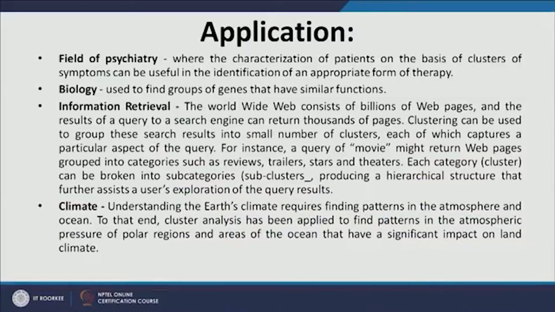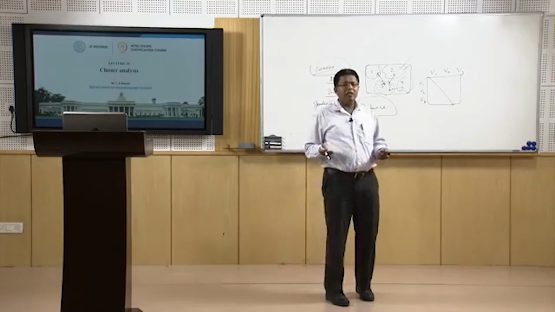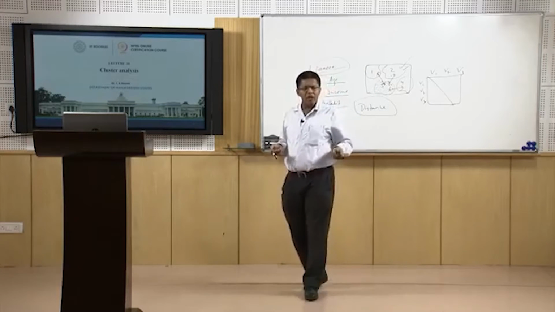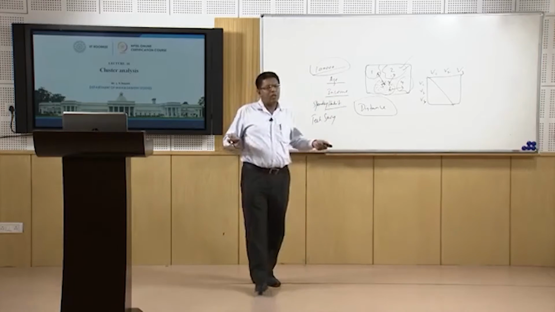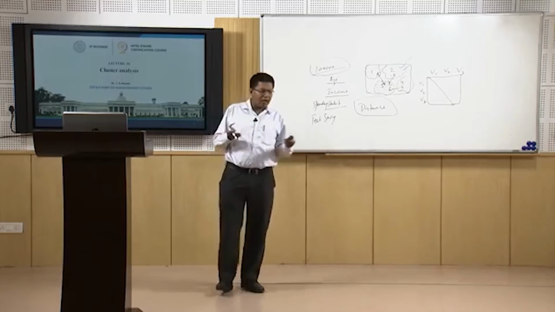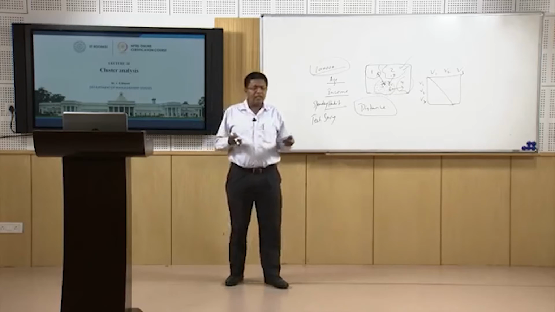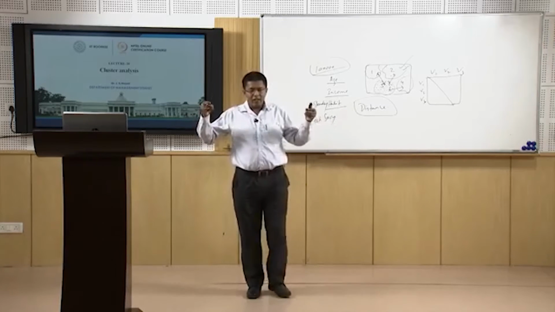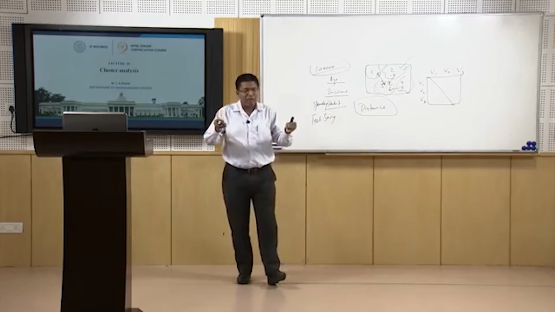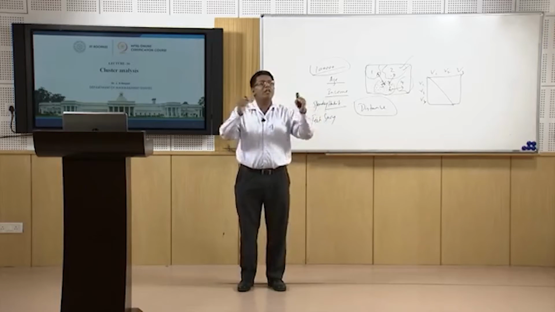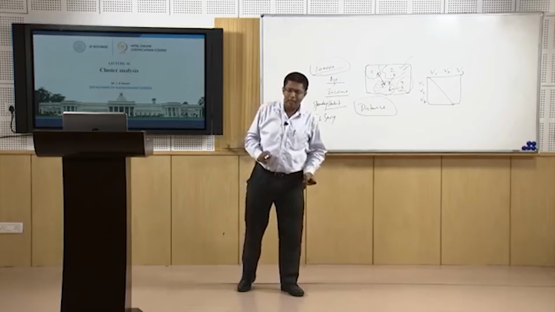For climate, for example, understanding the earth's climate requires finding patterns in the atmosphere and the ocean. To that end, cluster analysis has been applied to find patterns in the atmospheric pressure of polar regions and areas of the ocean that have a significant impact. So, how do you say that some places have very similar climatic conditions? Because this is again where we use cluster analysis. Although distance-wise the two places might be far off, the type of climate, the weather, all these things are very similar in two different places. So, they can still be clubbed into one, right.